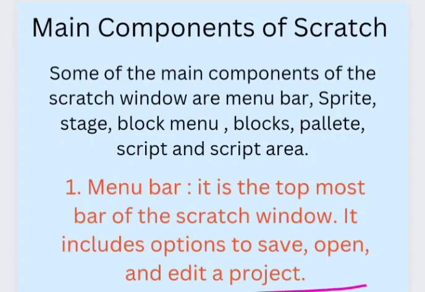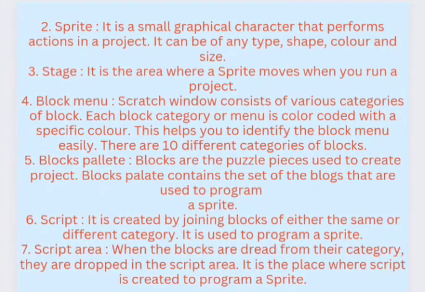Second is sprite. It is a small graphical character that performs actions in a project. It can be of any type, shape, color and size. A sprite is a small graphical character which is always present on the stage, in the Scratch window, and which performs actions in a project according to the commands we give to the sprite.